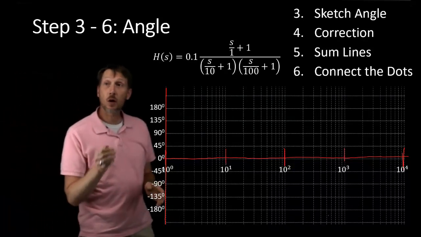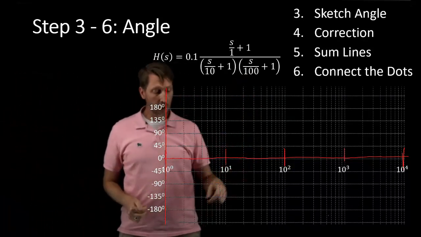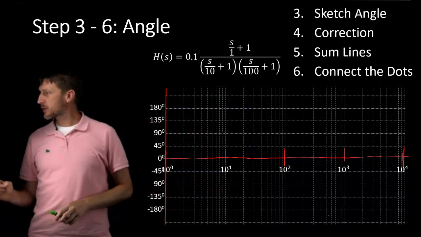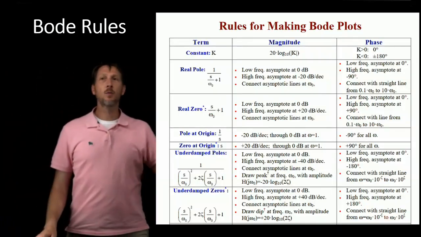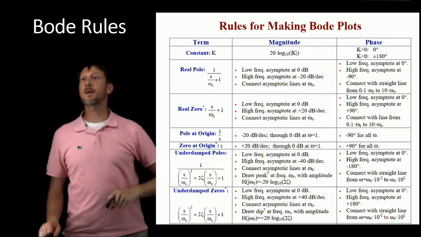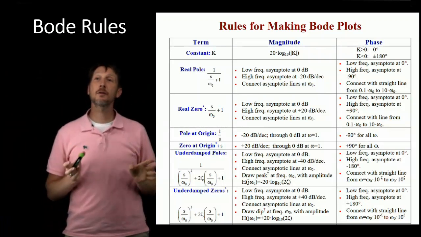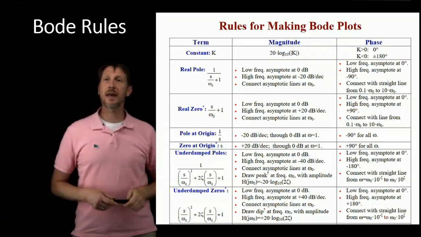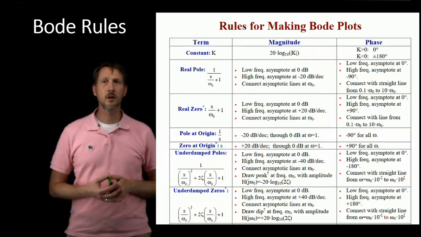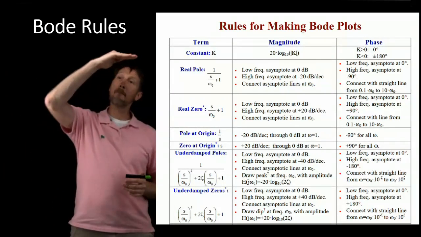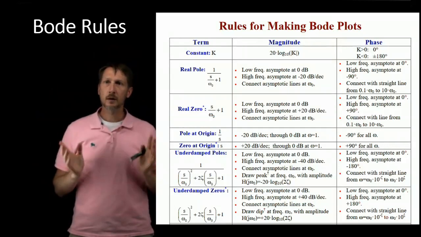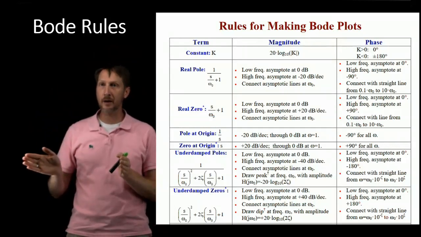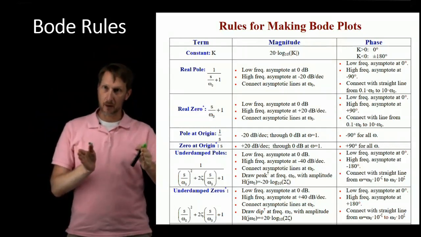All right, so let's continue on. We're going to repeat this procedure for the angle plot. So let's go back and review the rules based on the angle plot. Let's say we have a constant. If the constant is positive, we have a 0-degree phase shift. Then we have a real zero. Looking at the real zero, we have a low frequency asymptote at 0 degrees, a high frequency asymptote at positive 90. Connect them with a straight line from 1 decade below omega naught to 1 decade above omega naught.